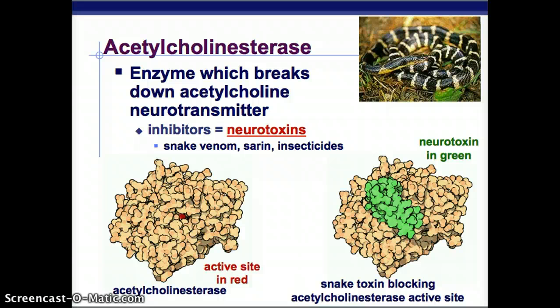Alright, so on top of the neurotransmitters, there's something special called acetylcholine esterase. And it's an enzyme which will break down acetylcholine, the neurotransmitter. And inhibitors of this esterase working to break it down are neurotoxins, things like snake venom or insecticides. So here, the acetylcholine esterase is at work breaking down the acetylcholine. And here, the snake toxin blocks the active site, so it's unable to break down the neurotransmitter. So it'll end up with too much acetylcholine.